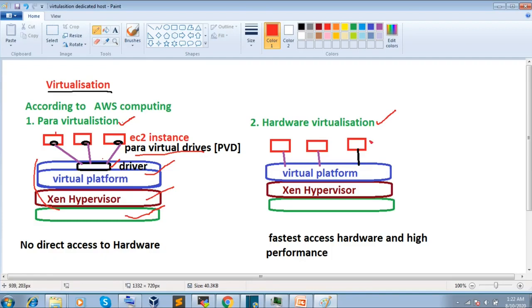Coming to hardware virtualization, in this virtualization these EC2 instances directly access the hardware through the Xen server. The underlying hardware, firewalls, and underlying issues are taken care of by Amazon Web Services, and the Xen hypervisor is maintained by AWS, and the virtual platform is also maintained by AWS.